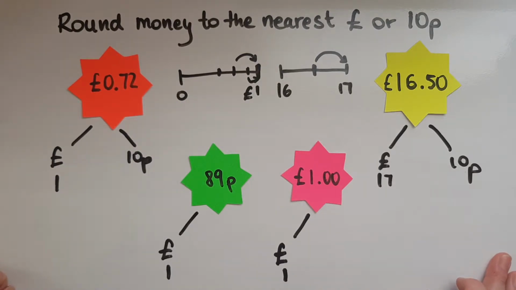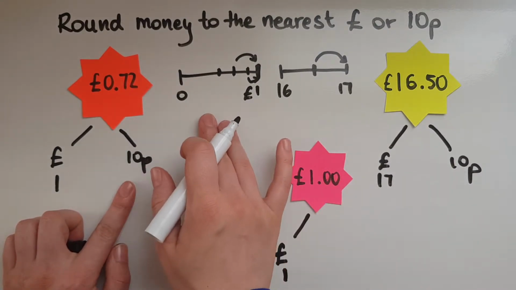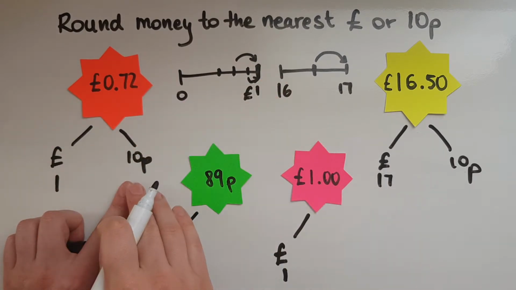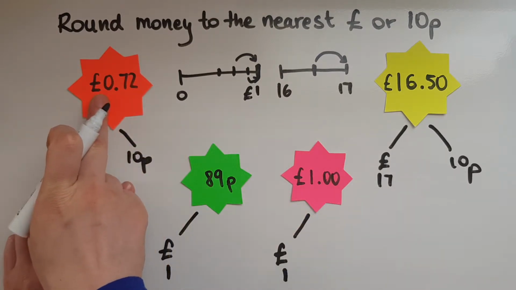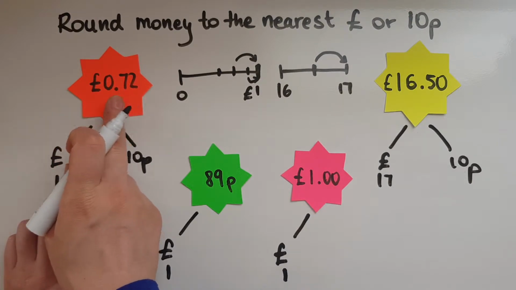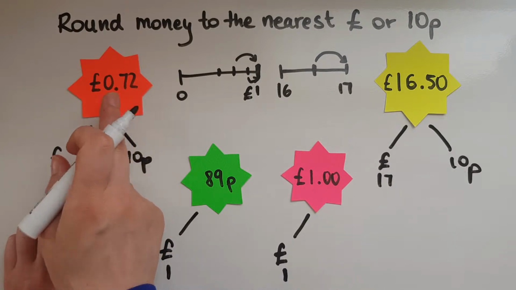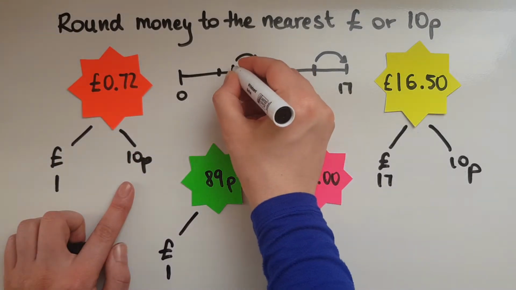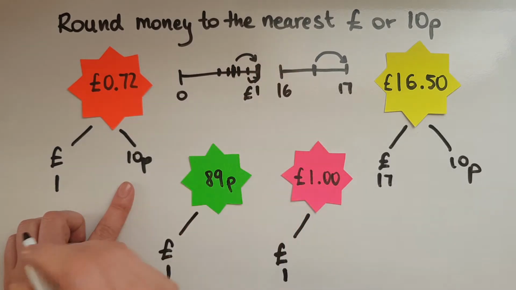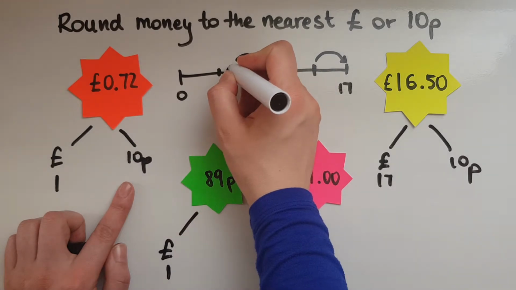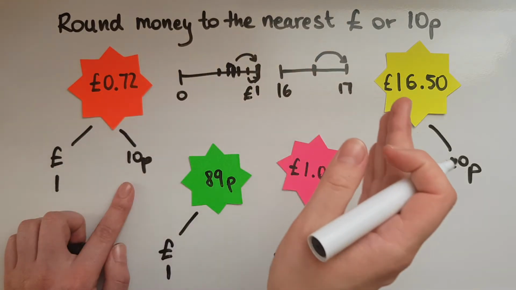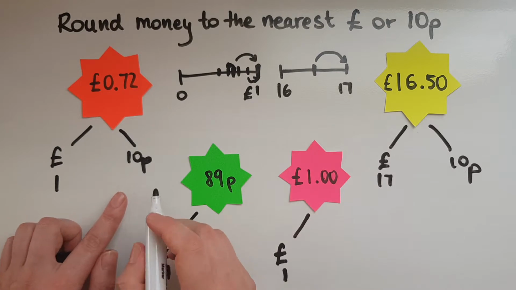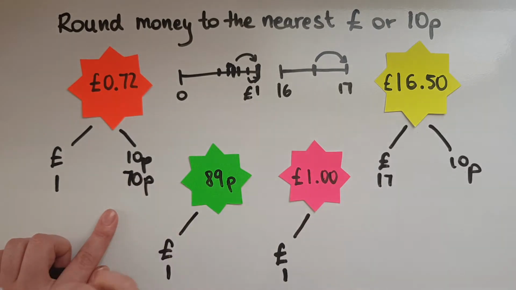Now we'll look at rounding these amounts to the nearest 10 pence. So the focus now, rather than on the pounds, is on the pence. We've got the pounds and they look at the 10p coins, the value of the 10p here. So we've got 0.72 or 0 pounds and 72 pence. So this is 72 pence. And that is between 70 and 80 pence. But it's only 72, so it's very close to 70 pence. It's much further away from 80 pence. So for that reason, we'll say 70 pence.